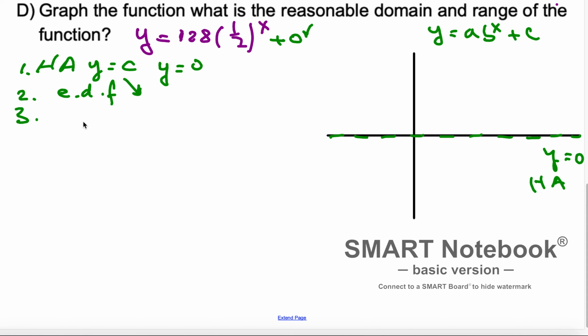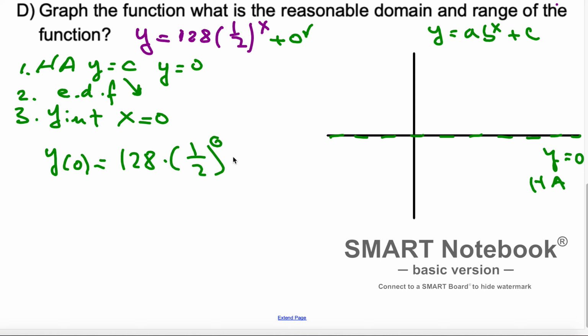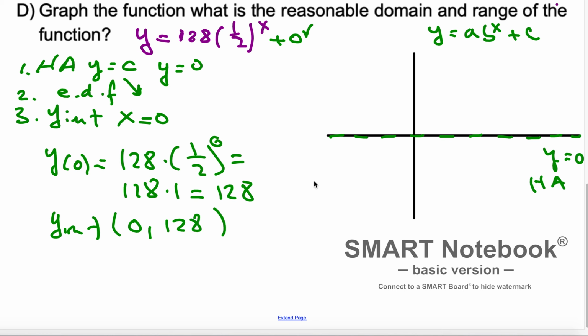And the third thing we need to know is the y-intercept. If we want to find the y-intercept, we set x equal to 0. Now y of 0 is going to be equal to 128 times 1.5 to the exponent 0, which is going to be 128. Anything to the exponent 0 is 1. 128 times 1 is 128. And the y-intercept, we already see here, is (0, 128).